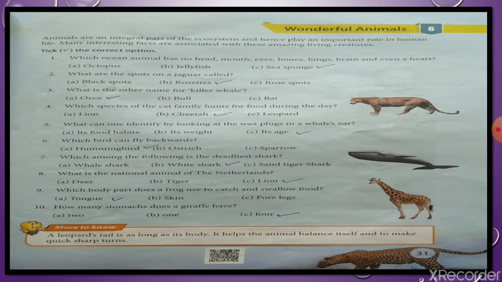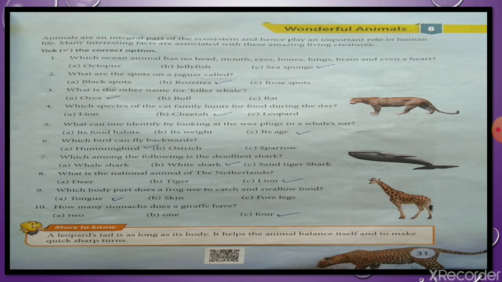Now, the next part of this unit is wonderful animals. So, animals we know are an integral part of the ecosystem, and they play an important role in human life also. So, many interesting facts are associated with these amazing living creatures. So you have to tick on the correct option. First one, which ocean animal has no head, mouth, eyes, bones, lungs, brains, and even a heart? So out of these three, that is octopus, jellyfish, and sea sponge, sea sponge is the correct option.